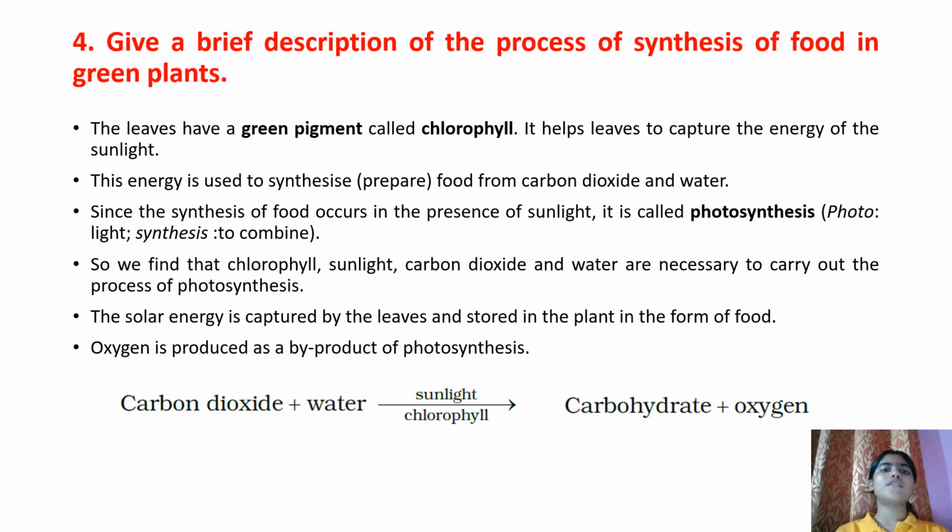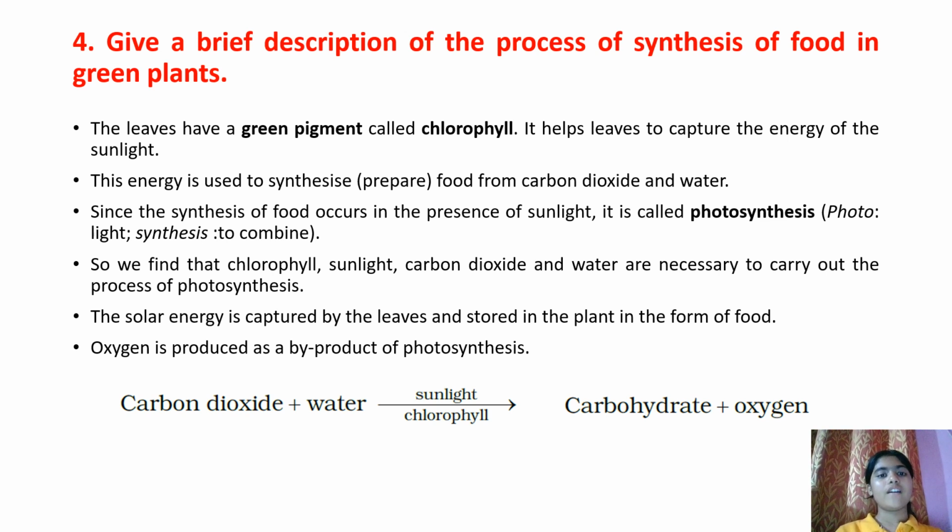Give a brief description of the process of synthesis of food in green plants. The leaves have a green pigment called chlorophyll. It helps leaves to capture the energy of the sunlight. This energy is used to synthesize food from carbon dioxide and water. Since the synthesis of food occurs in the presence of sunlight, it is called photosynthesis. Photo means light and synthesis means to combine.